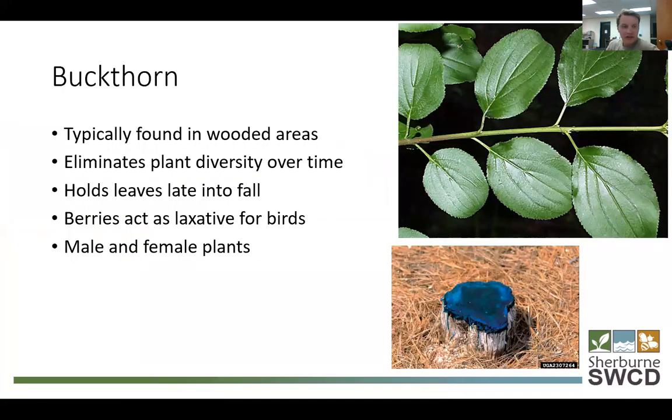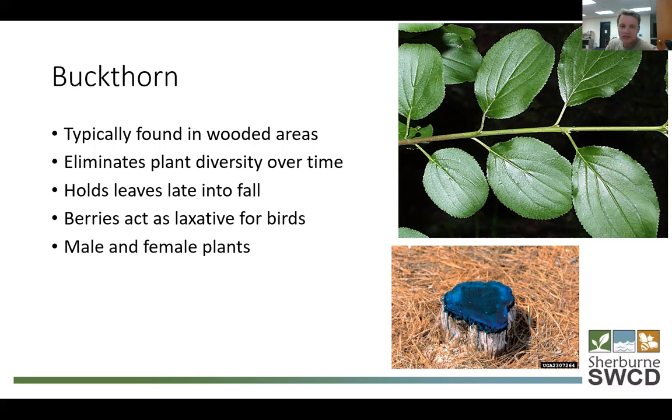So to start off the night, I figured buckthorn would be a great one to start with. There's actually two types of buckthorn in Minnesota. We have the common buckthorn and glossy buckthorn. The majority of what we see here in Sherburne County is actually common buckthorn. So when I'm talking about buckthorn, that's what I'm referring to. That's going to be our focus tonight.